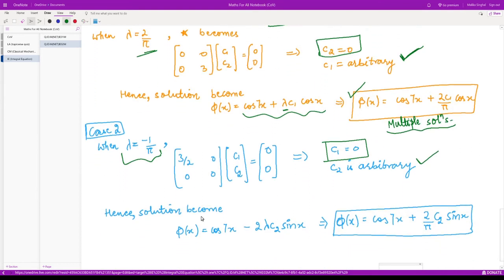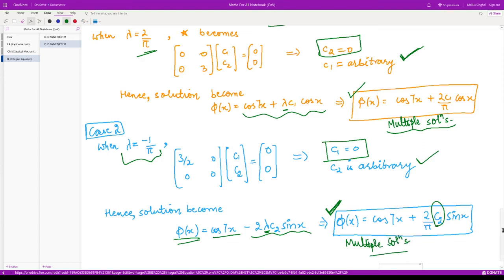So in this case, what is the solution? Here the term containing C1 is 0, so using the earlier equation number 1, we have phi x is equal to cos 7x minus 2 lambda C2 sin of x, right? And what is lambda in this case? Lambda is equal to minus 1 upon pi. So this becomes the solution in this case. Again, it depends on C2, where C2 is arbitrary. Therefore, in this case also we have multiple solutions to our equation.